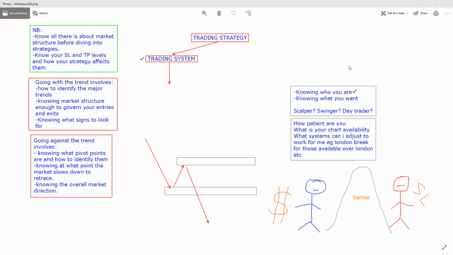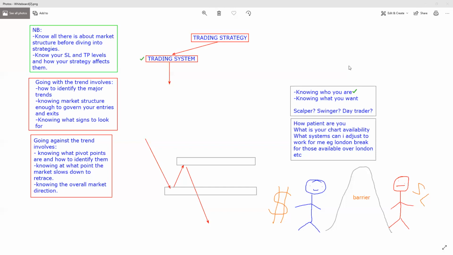And then once you know your chart availability, you'll know what system you can adjust to, to work for you. Let's say someone who is available over the London period can capitalize on simulating, practicing and finding a strategy that revolves around the London session. Maybe I can give an example as the London daybreak strategy, but all those things are just things that I'm talking about, but I haven't used. I was just looking for an example. So for someone who is available over London, they can use a London daybreak strategy.